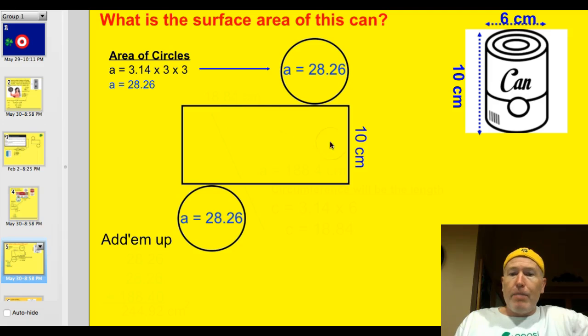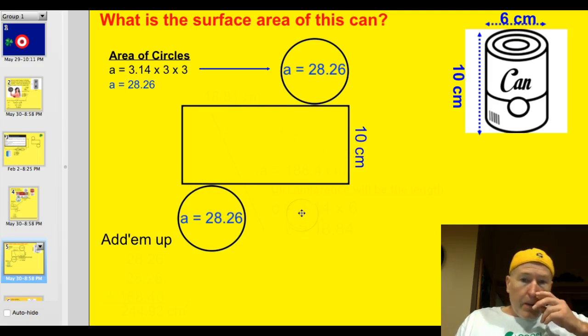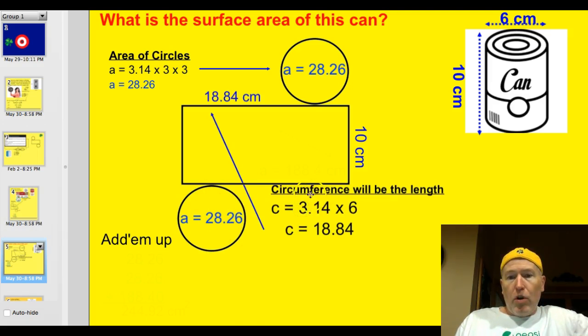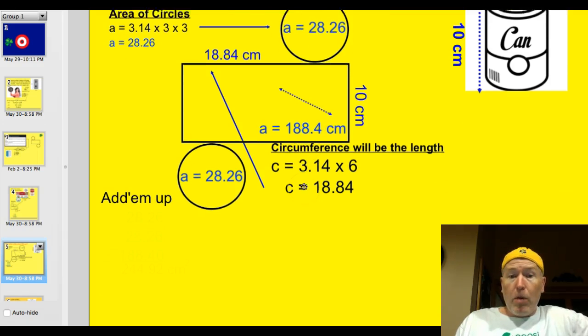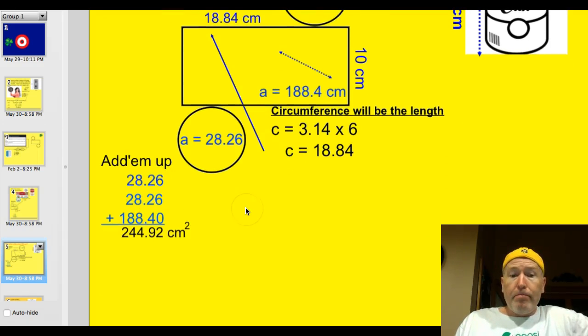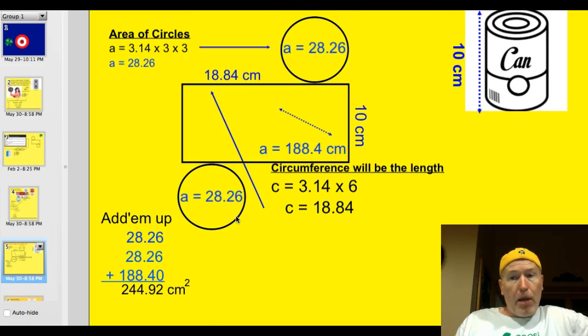All I got to do is find this guy and multiply them together. All right, let's see. How am I going to do that? Oh, that's right. It's the circumference of the circle. So I do pi d to find the circumference. Here's my pi. The diameter was 6. Pi d gives me 18.84. Now I just have to multiply these two together and get my answer. Well, that's pretty easy. You're just multiplying by 10, just moving the decimal one. All I got to do is add them all up. Here are the two circles. Here's the rectangle. 244.92 centimeters squared. Slam bam, thank you, ma'am.